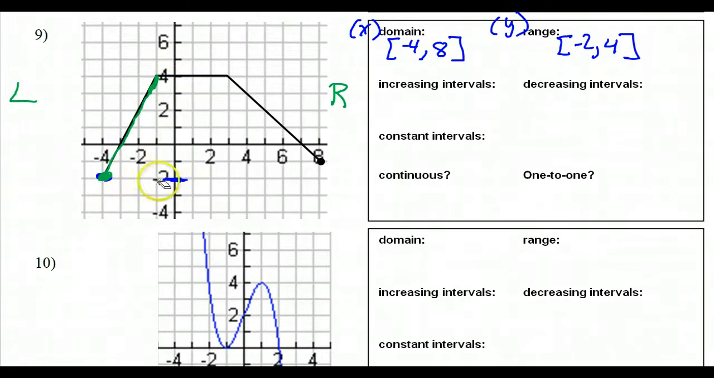Instead, you need to look here and say negative 4 to 1, okay, because those are the x values. So this is increasing from, and you know what, I can go ahead and use the square bracket this time because it's not an arrow or anything, it's included. So it's increasing from -4 to -1.